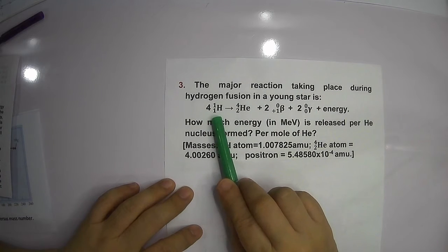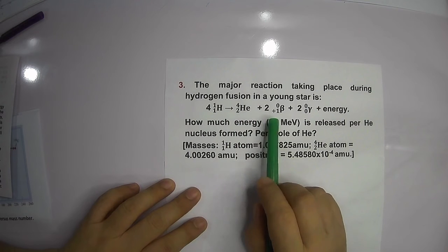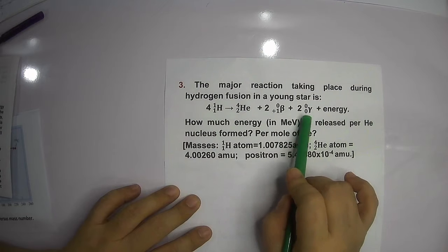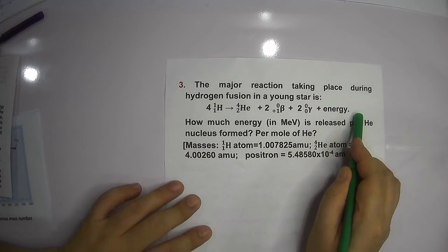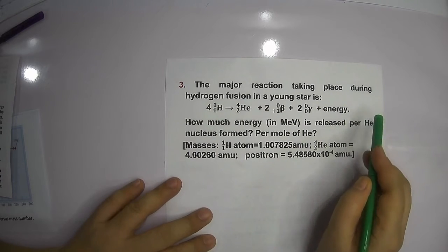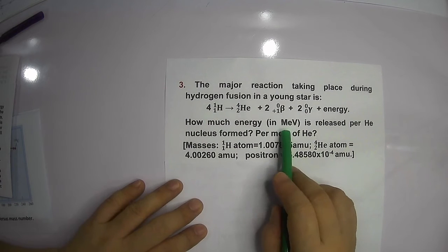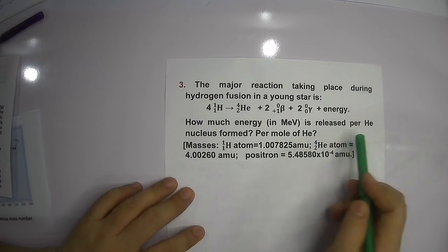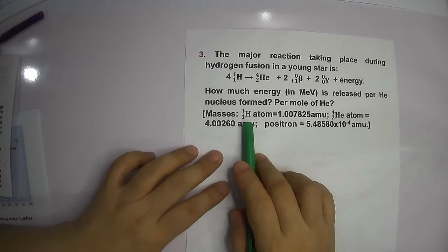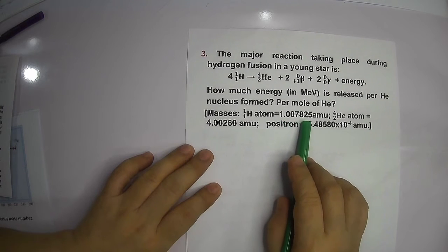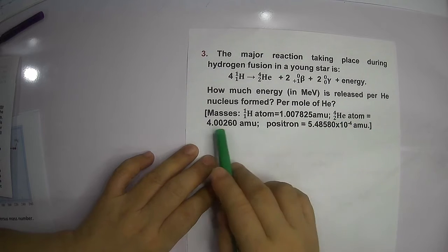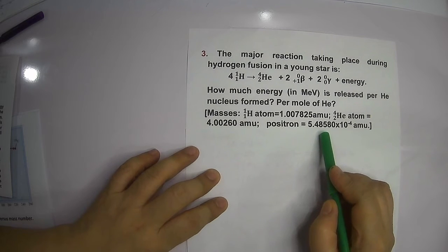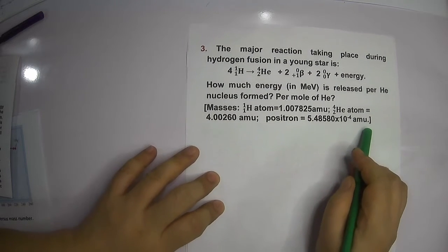Okay, for the third example, we have the major reaction taking place during hydrogen fusion in a young star: 4 protons give you a helium nucleus, 2 positrons, 2 gamma particles, and energy. Energy on the product side indicates that this reaction is exothermic. How much energy in mega electron volts is released per helium nucleus formed and per mole of helium, given the masses: a proton or hydrogen atom, 1.007825 atomic mass unit; helium atom, 4.00260 atomic mass unit; and positron, 5.48580 times 10 to the negative 4 atomic mass unit.